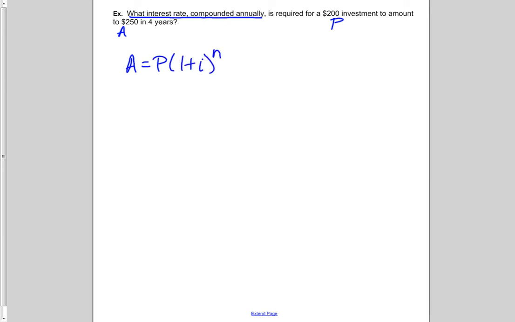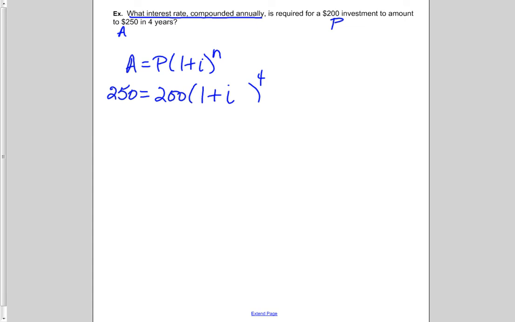So this is the only formula we have, filling in what we know. We want the final amount to be $250 with an investment of $200. I want to know the interest rate in 4 years, and it's compounded annually, so the number of times they are going to add interest would be exactly 4. I need to solve that for I.